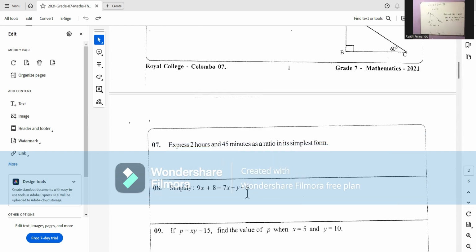Express 2 hours and 45 minutes as a ratio in its simplest way. 2 hours and 45 minutes. You have to express it as a ratio.